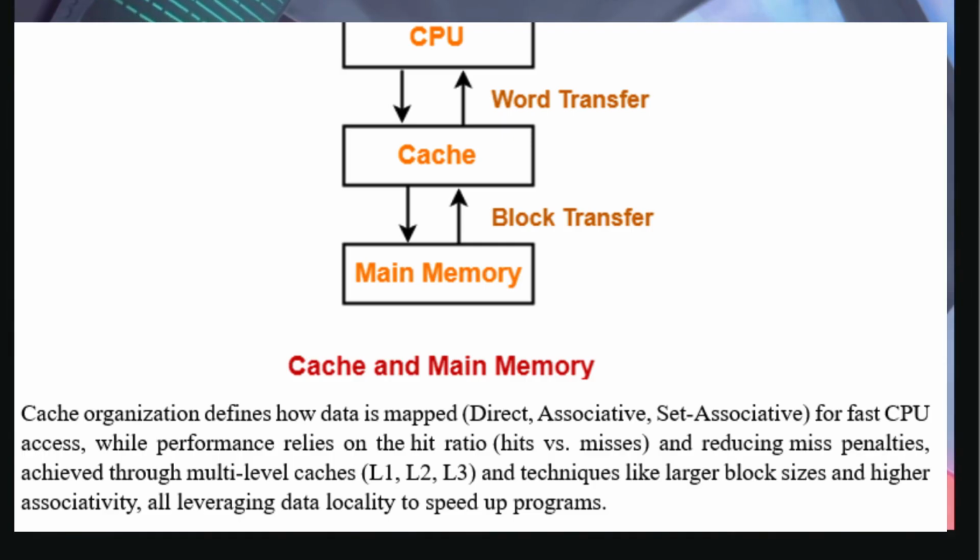To manage this, cache uses different mapping schemes. Direct mapping is the simplest, where each region of memory has one specific spot in the cache. The more balanced approach is set associative caching, which divides the cache into groups, allowing data to be stored in several possible blocks to reduce conflicts. Additionally, replacement policies like least recently used, or LRU, help the controller decide which data to overwrite when the cache is full, ensuring the most relevant information stays accessible.